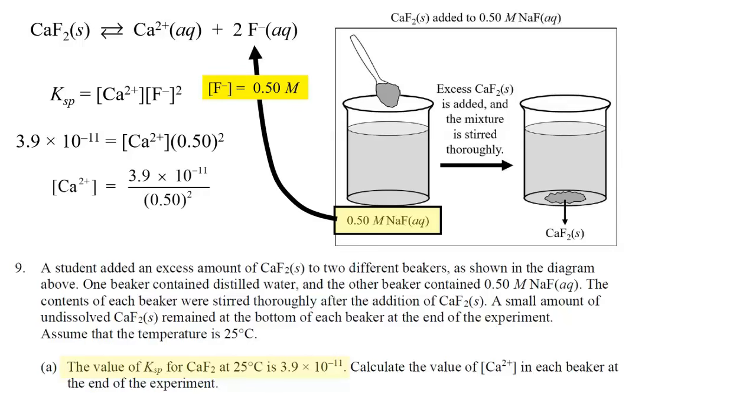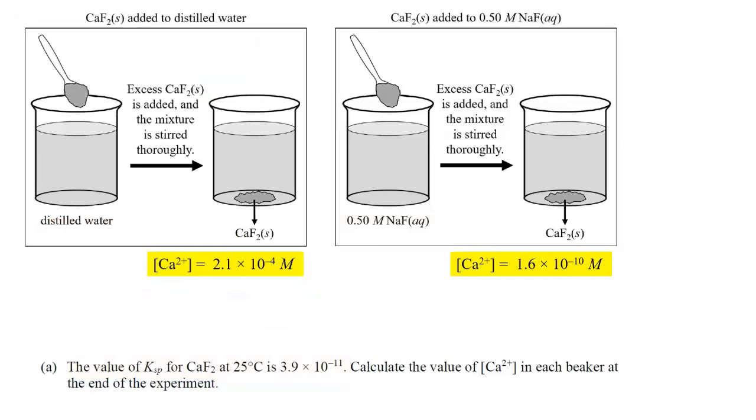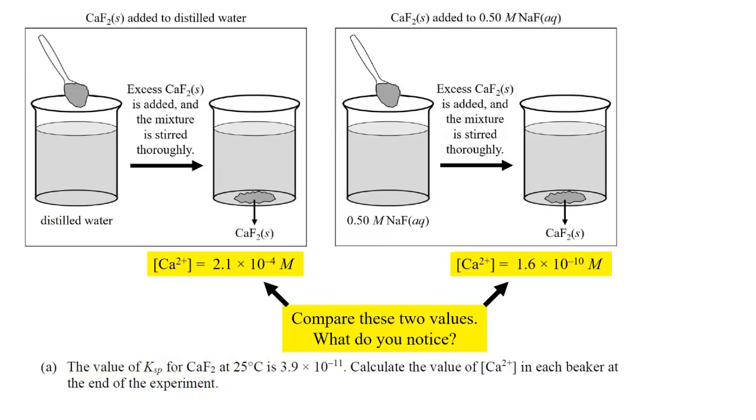So the concentration of the calcium ion, if I rearrange this equation, is 3.9 times 10 to the negative 11 divided by 0.5 squared. And so when I do this math on my calculator, I get a value of 1.6 times 10 to the negative 10 moles per liter, and that's the concentration of the calcium ion in this second saturated solution. So now, we have an answer to part A.